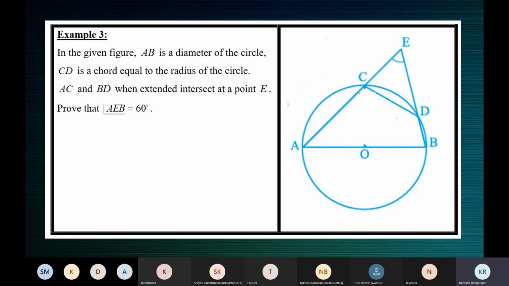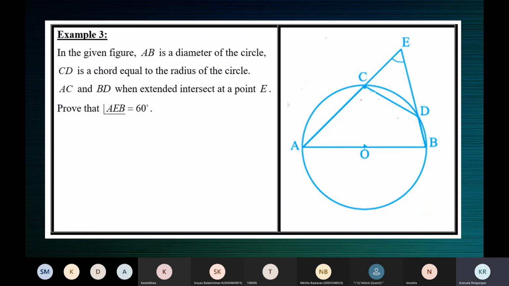Let me just help you with the construction. After that, you have to tell me how to proceed. Proving means we'll have to find the measure of angle AEB. We'll have to get the answer as 60 degrees. So we prove that AEB is 60 degrees. Am I clear, children? Am I audible? Yes, ma'am.